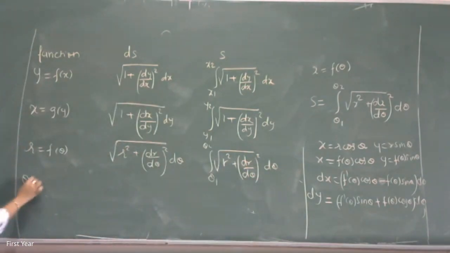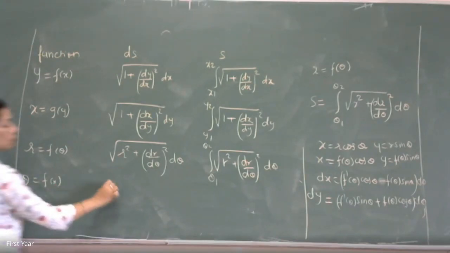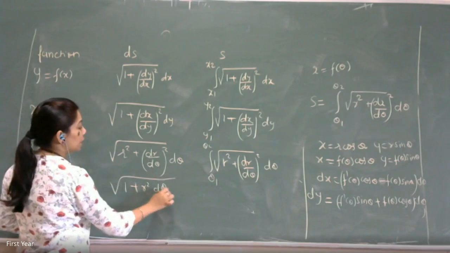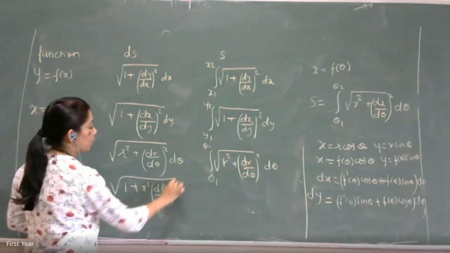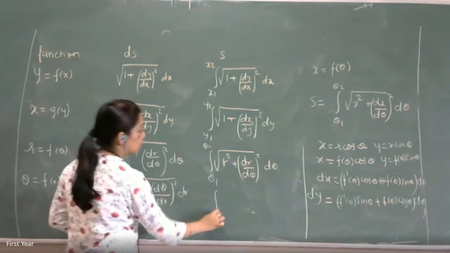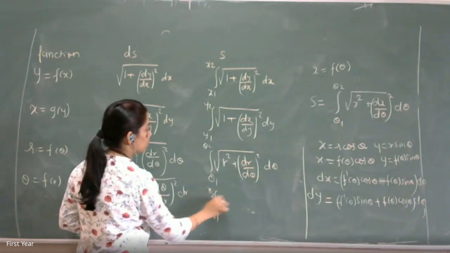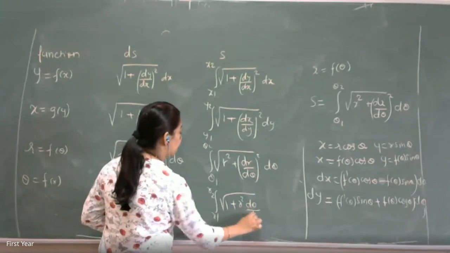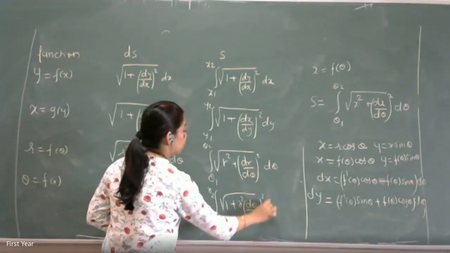If theta is equal to f of r, then this formula will come to be square root of 1 plus r square d theta by dr the whole square into dr. And this turns out to be integration r1 to r2 square root of 1 plus r square d theta by dr the whole square into dr.